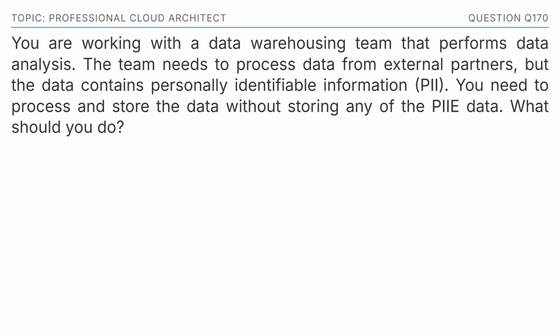You are working with a data warehousing team that performs data analysis. The team needs to process data from external partners, but the data contains personally identifiable information, PII. You need to process and store the data without storing any of the PII data. What should you do?